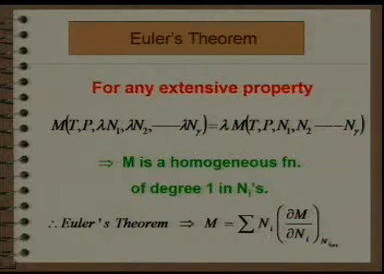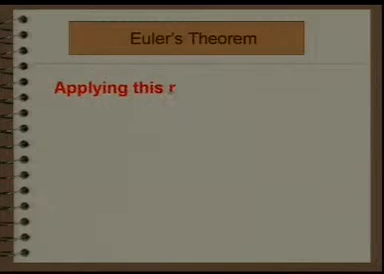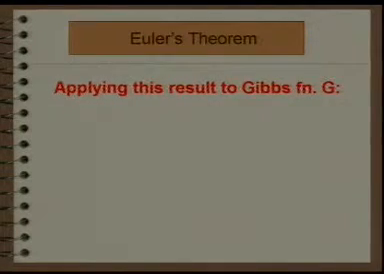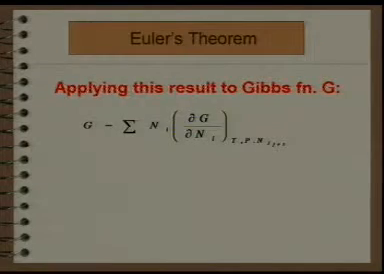Instead of m, you will have g, and then have a look at that partial derivative. So, let me write down directly. When you apply this to the Gibbs function, you get G will be the sum of ni (dG/dni) at T, P, nj. And can you identify what this partial derivative is? Mu i. It will be the chemical potential.